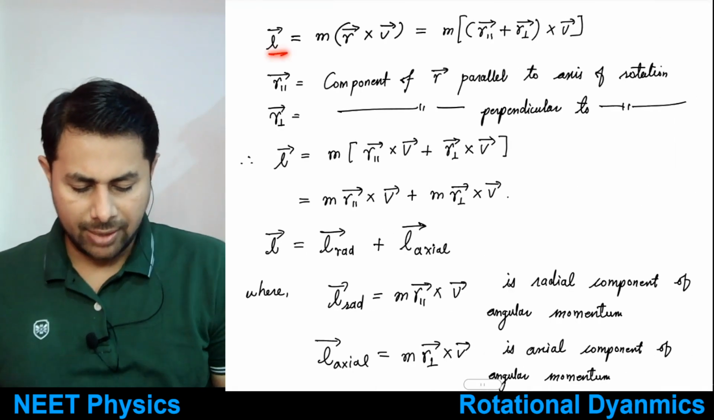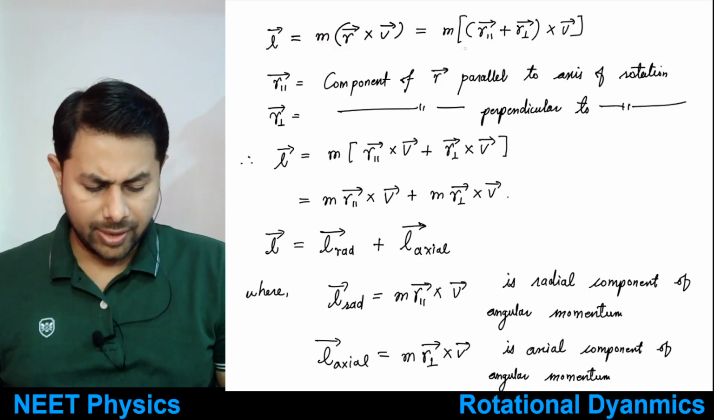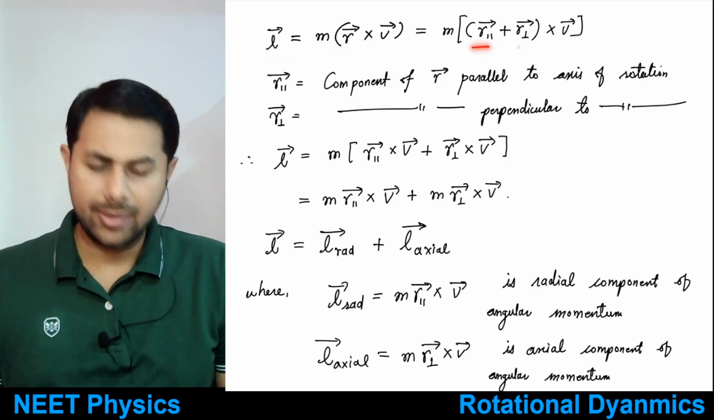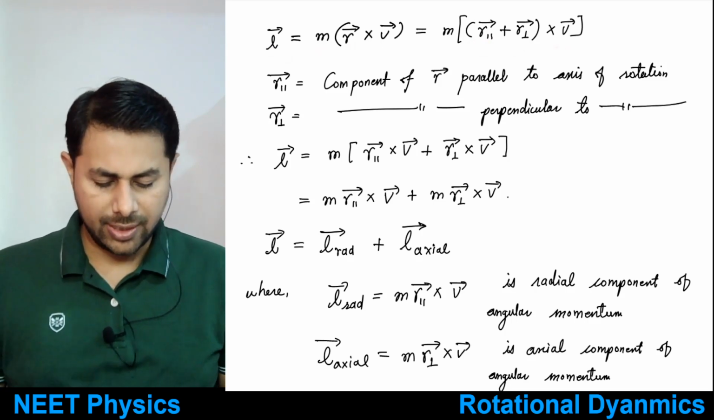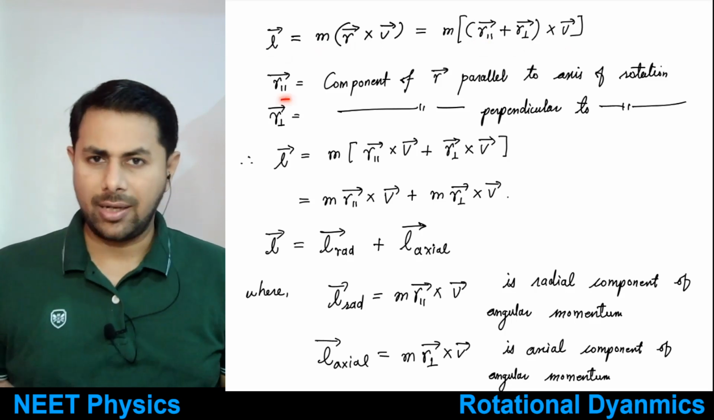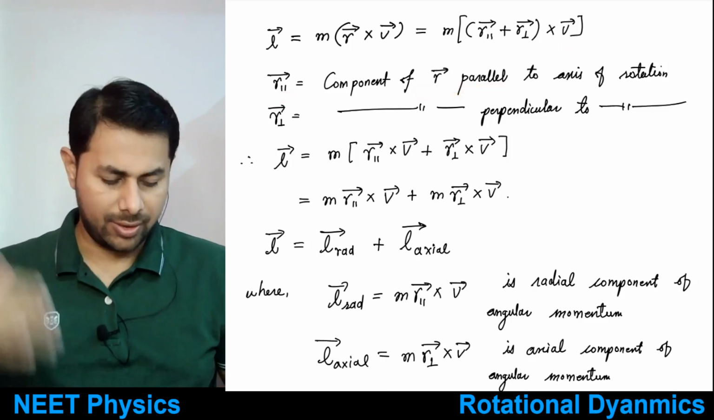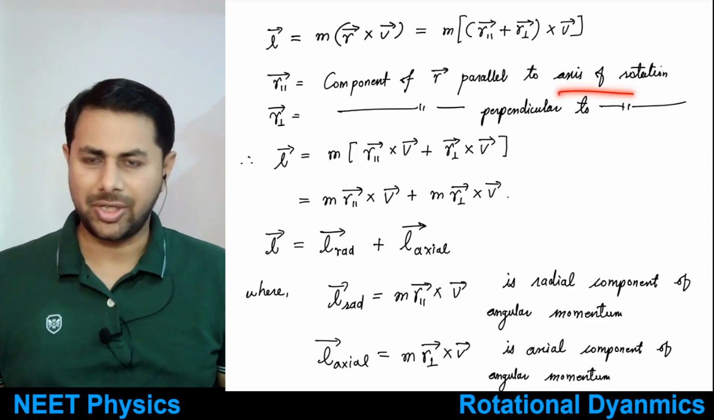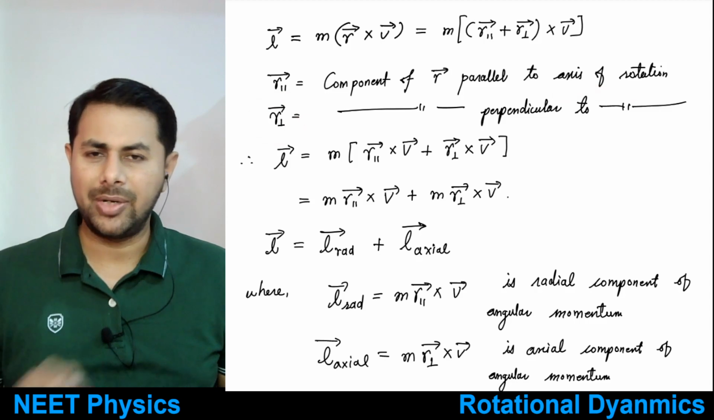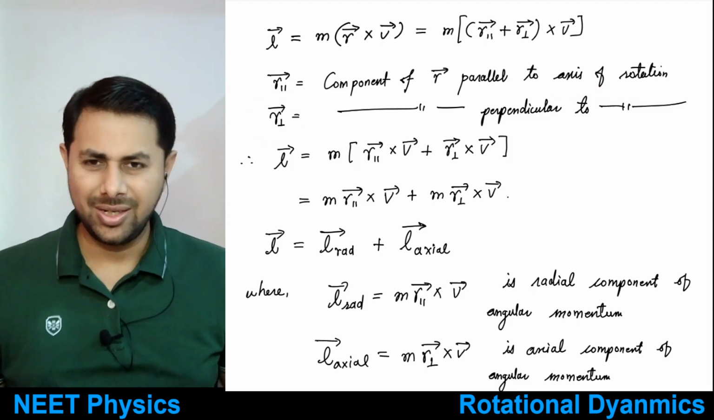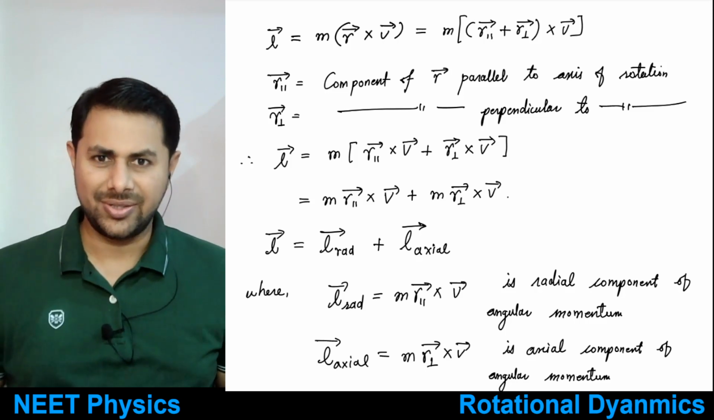So therefore your angular momentum, which is m times r bar cross v bar, it is m times r parallel plus r perpendicular, okay, cross v bar, right? Now what is r parallel? It is parallel component of r bar, okay, parallel to what? Parallel to the axis of rotation. And r perpendicular is component of r bar perpendicular to axis of rotation, okay. So now see, we are going a little bit deep, but you will understand that, okay.